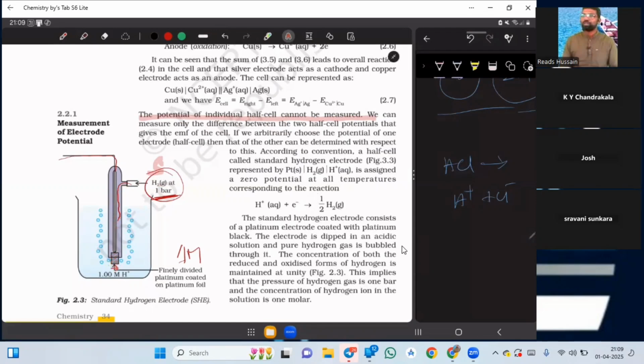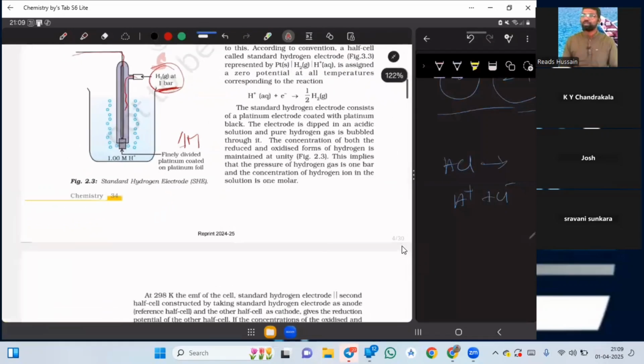Now please try to understand my explanation here. We are sending hydrogen gas, and this hydrogen gas comes and is absorbed on the surface of this platinum plate. That means on the surface of this platinum plate, hydrogen gas will be present. Now that hydrogen gas is in contact with what? The hydrogen gas on the plate is in contact with HCl solution. HCl solution consists of H plus ions. That means hydrogen gas is in contact with H plus ions.